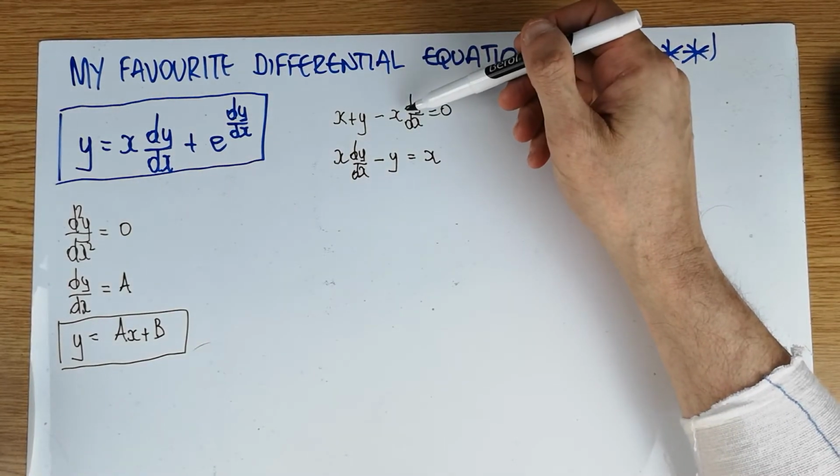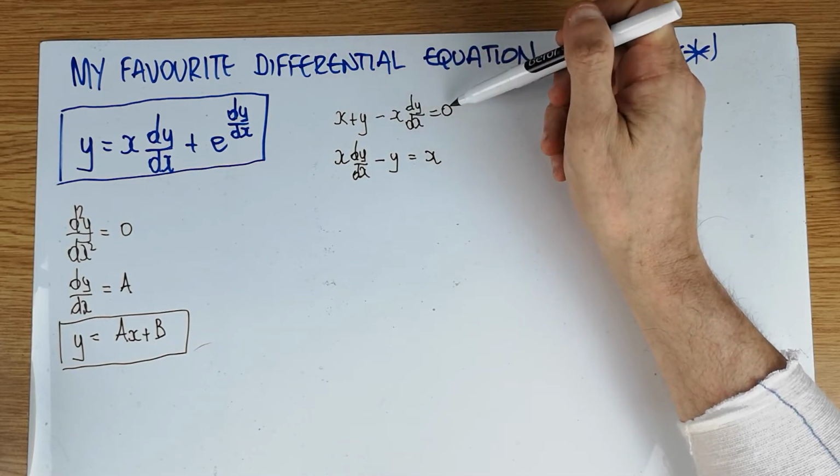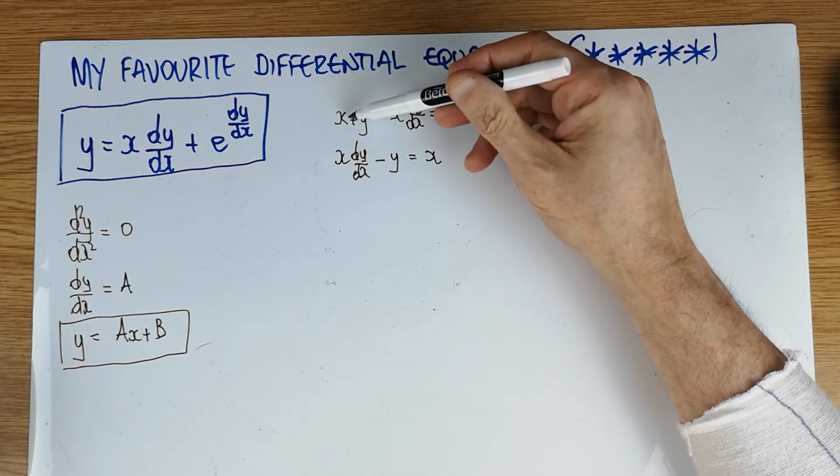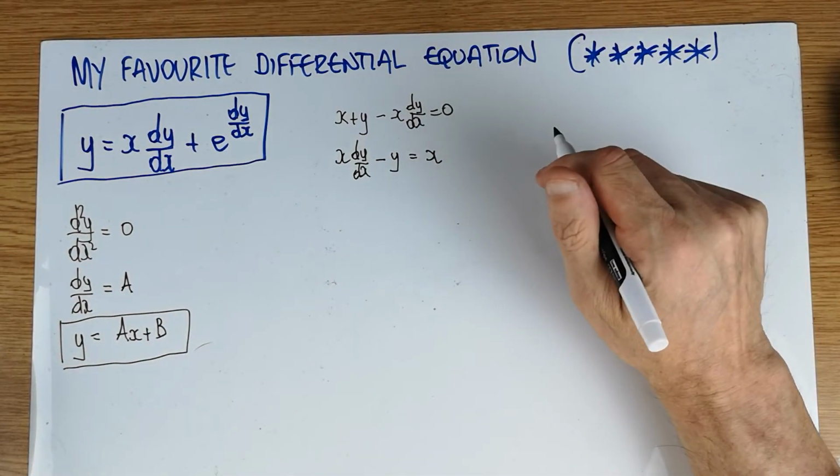Now, I move that to the right, it goes plus. I move that to the right, it goes minus, and I left the x on the left. So this appears to be okay at the moment. So it does require an integrating factor.